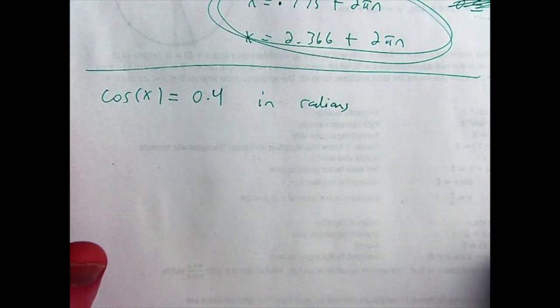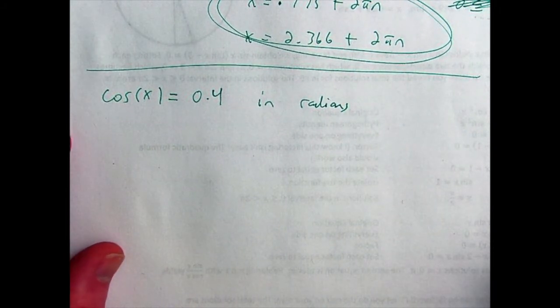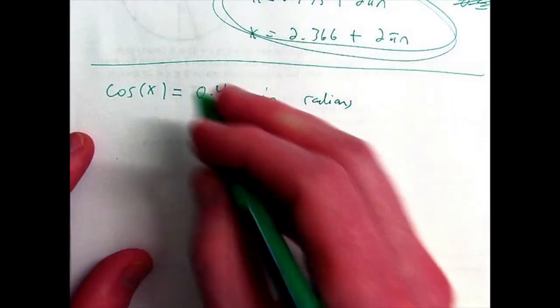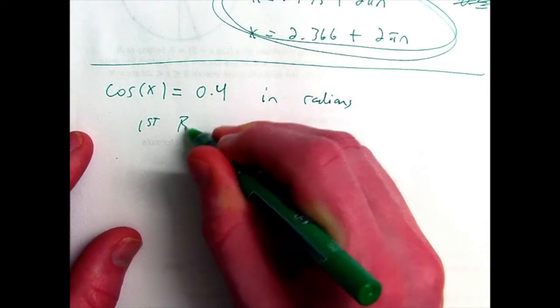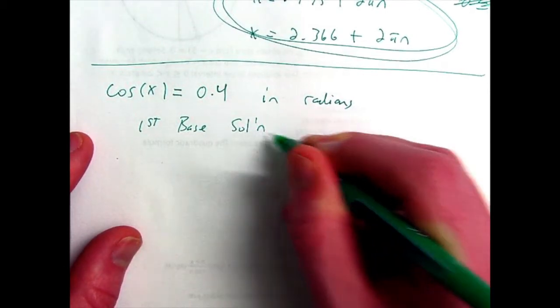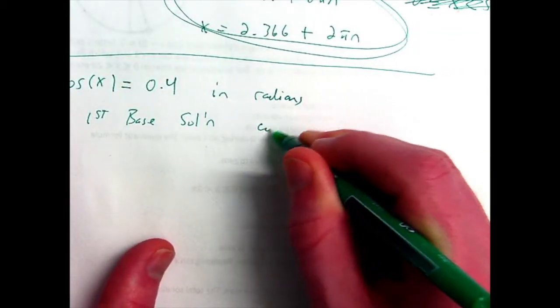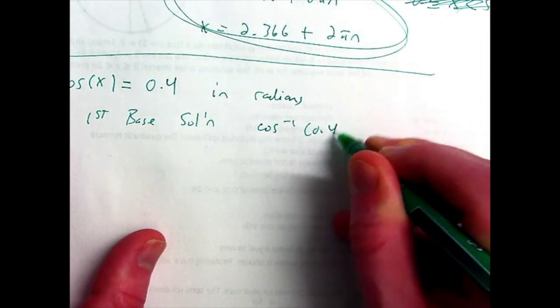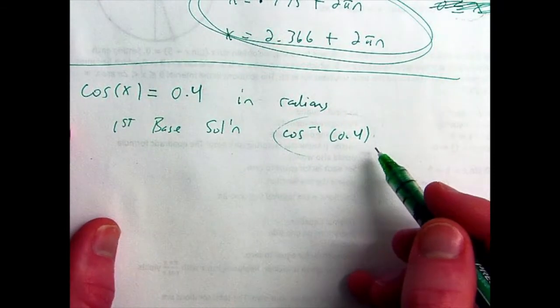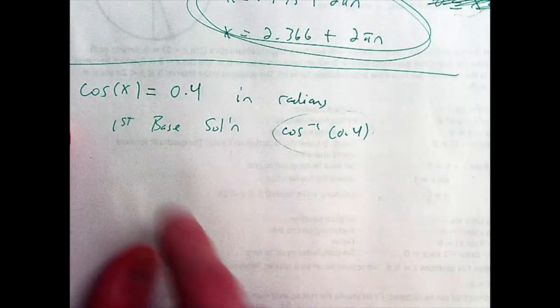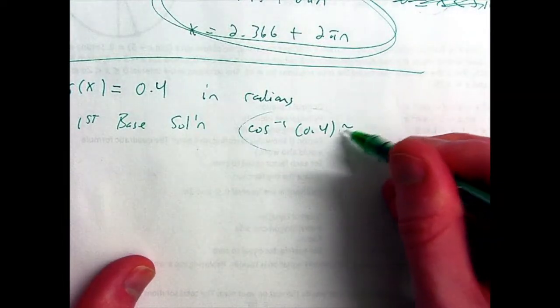So what do we do? Well, we need two base solutions, right? One of the base solutions, the first base solution, will be given by the inverse cosine of 0.4. Okay, for the same reasons as before. This is an angle whose cosine is 0.4. And that's what it means to be a solution in this equation. All right, so whatever this is, that's our first base solution.